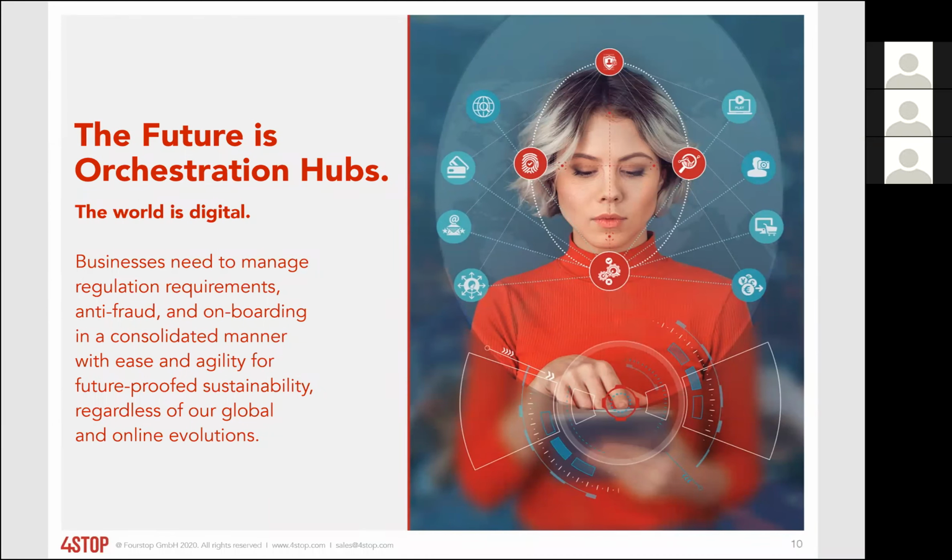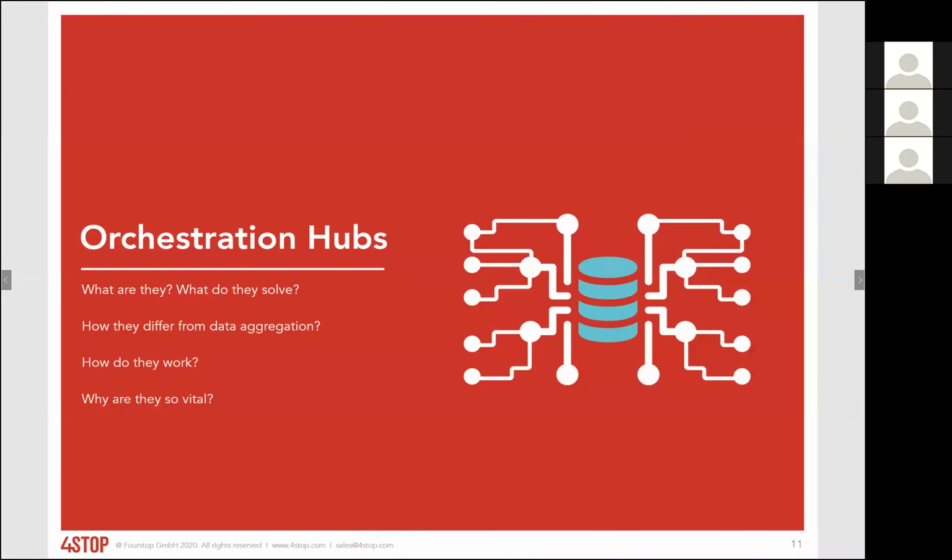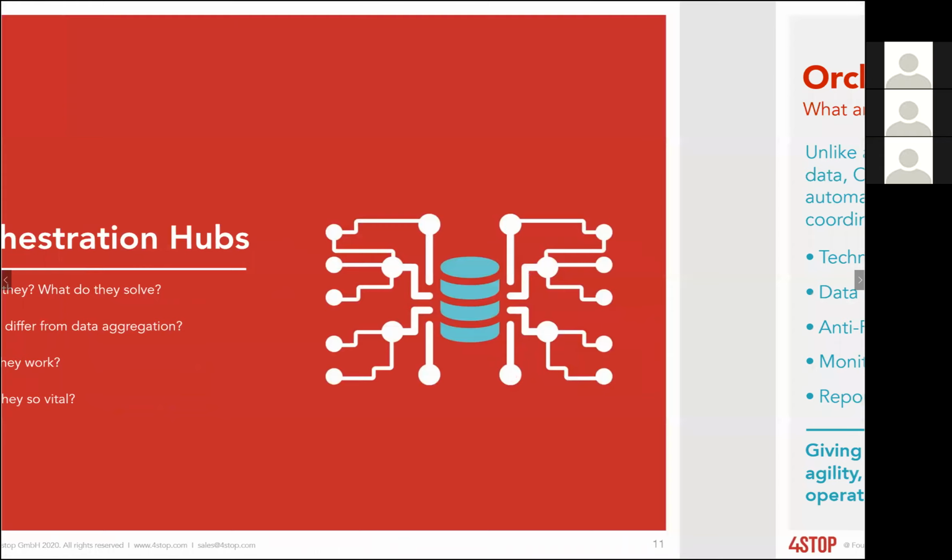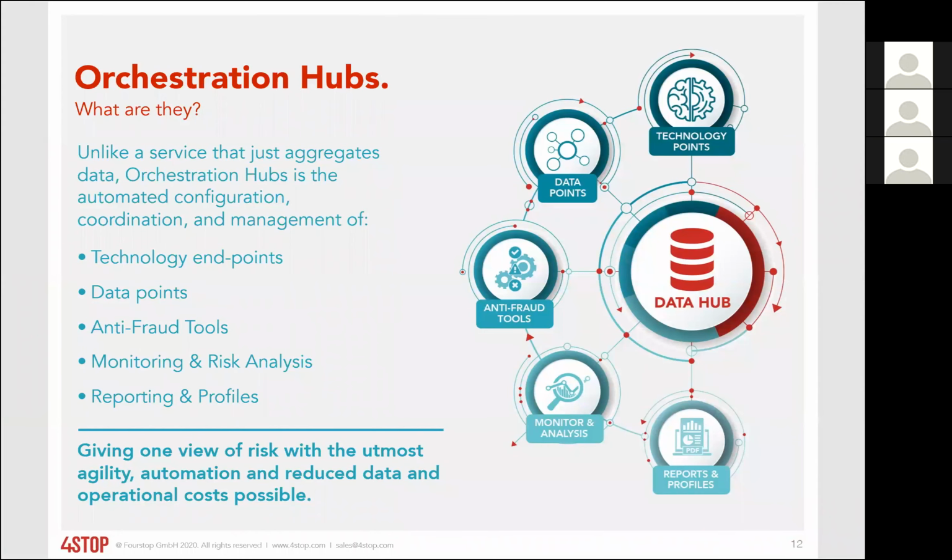I know that we have bombarded you with numbers, but we're now going to get to the fun stuff, actually the product itself. What are orchestration hubs? How are they set up? And what are some of the key differentiators? So I'm going to start with what is actually the difference between aggregation and orchestration.